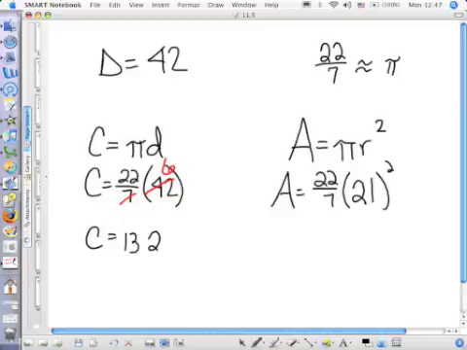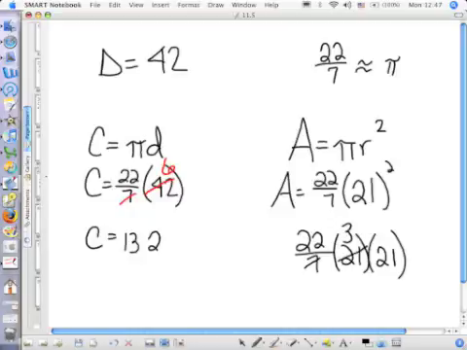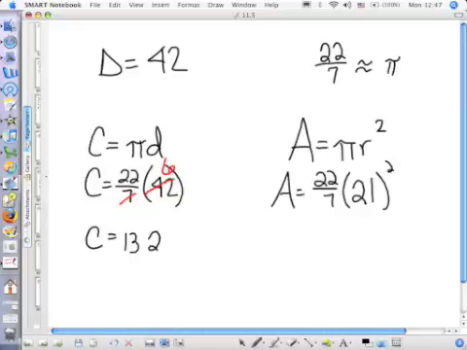Now, be careful here. You can't reduce 7 and 21 at this point. Can somebody tell me why? Because 21 is squared, but 7 isn't. So in actuality, this is what we're looking at. And if you were going to reduce 7 with 21, you would still have a 21 there. But if you don't take that into consideration and you reduce it here, you've eliminated that extra 21.